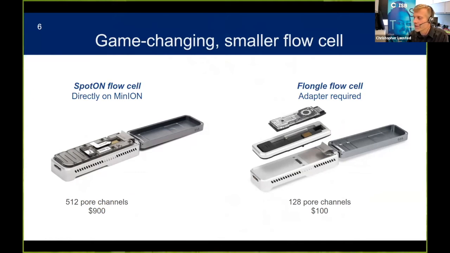But then 2 years ago, they decided to come up with a smaller flow cell. So instead of having 500 pores on the flow cell, they just put 128 on. But what was really nice is they reduced the price then to just $100. So now imagine a group of 4 people get together and they can pool some samples, and for $25 each, they can start a sequencing run. So now we're actually getting into sort of the DIY home or classroom scale.